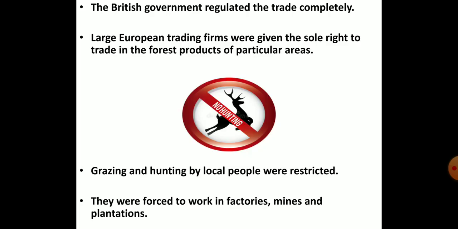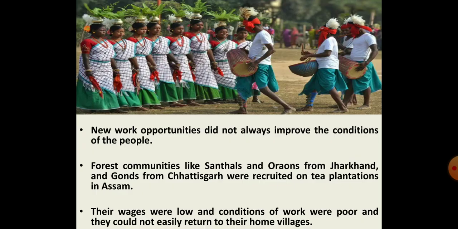But the Britishers regulated the trade completely. The right to trade in forest products of particular areas was given to many big European trading firms. Grazing and hunting by local people were restricted. Many pastoralists and nomadic communities lost their livelihoods. They had to work in factories, mines, and plantations.